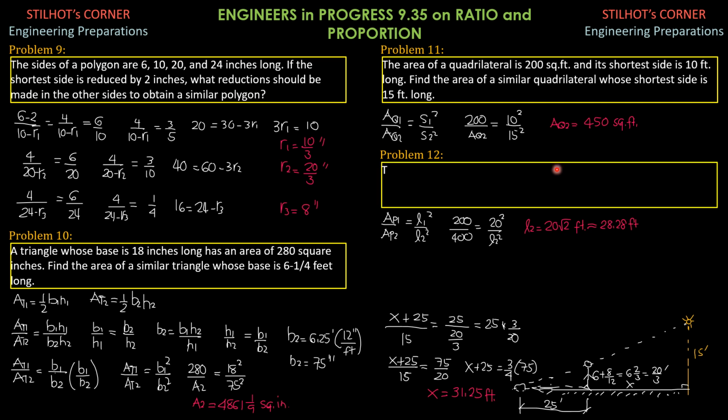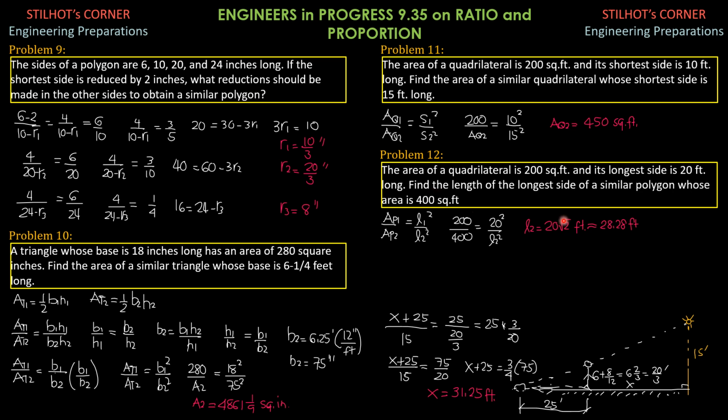Problem 12. The area of a quadrilateral is 200 square feet and its longest side is 20 feet long. Find the length of the longest side of a similar polygon whose area is 400 square feet. So again, our solution should be based from the preceding experiences that we have in problems 10 and 11.